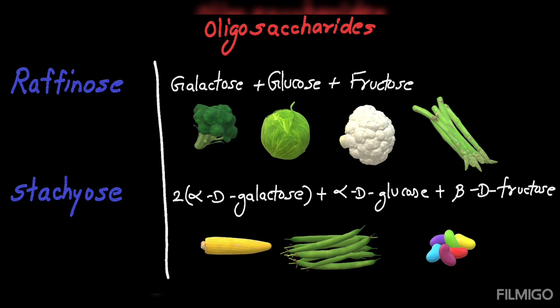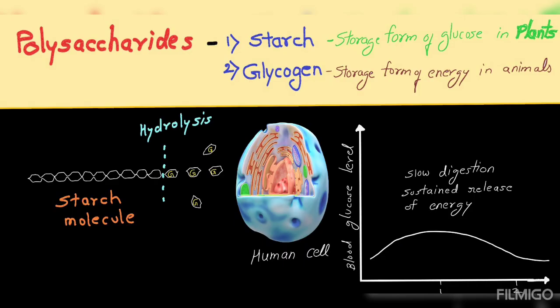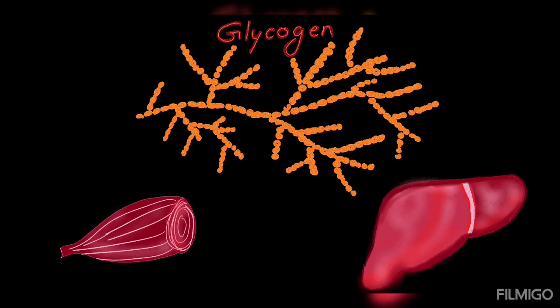Raffinose is a trisaccharide made up of galactose, glucose, and fructose, and it can be found in Brussels sprouts, vegetables, and whole grains. On the other hand, stachyose is found in beans. Polysaccharides are carbohydrates made up of many simple sugars. They are often referred to as complex carbohydrates because they take longer to digest and provide a slower and sustained release of energy.